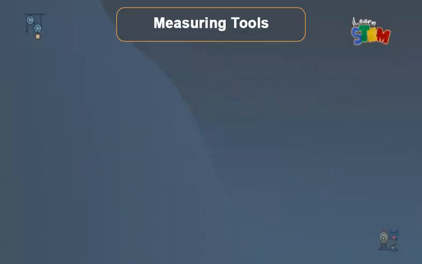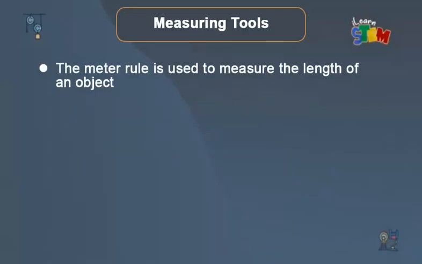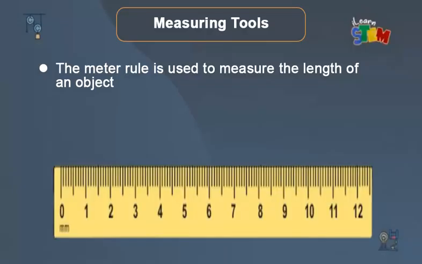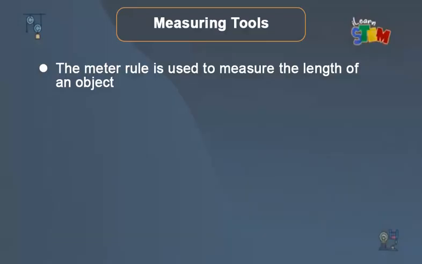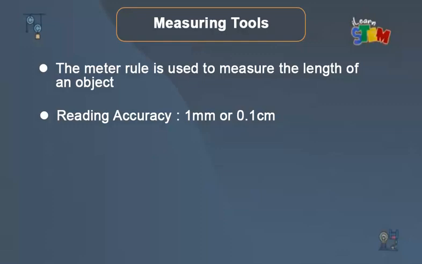First, we have the meter rule. The meter rule is used to measure the length of an object. Some of you have seen a meter rule before, and if you haven't, do not worry. This is what a meter rule looks like. In measurement, we have what we call reading accuracy. This simply means the smallest graduation. In the case of the meter rule, the smallest graduation is 1 mm, which is also equal to 0.1 cm.